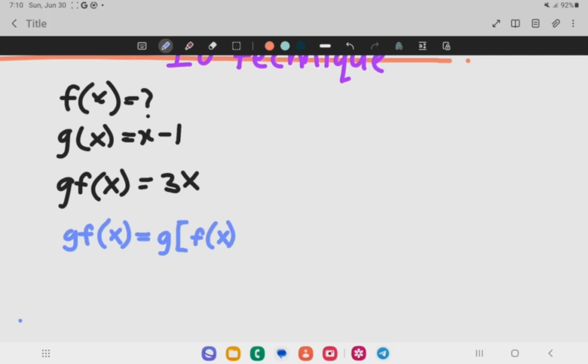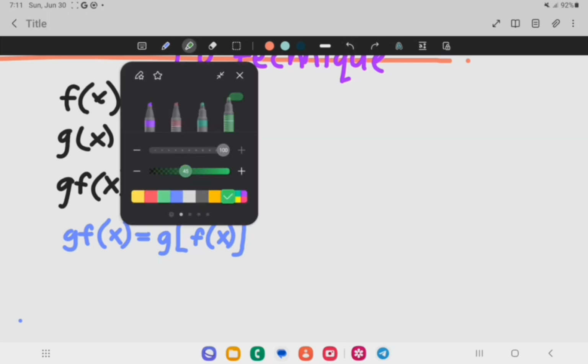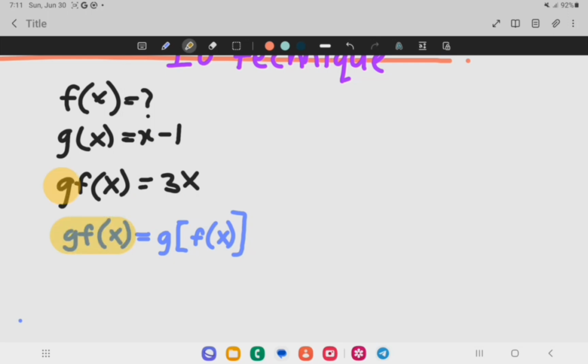Once I separate them, the next step is to see whether the equation of the function is given or not. In this case, is the equation of gfx given in the question? It is given. This is gfx. What is the equation of gfx? It is 3x. So you're just going to substitute the gfx with 3x, because it is given there.